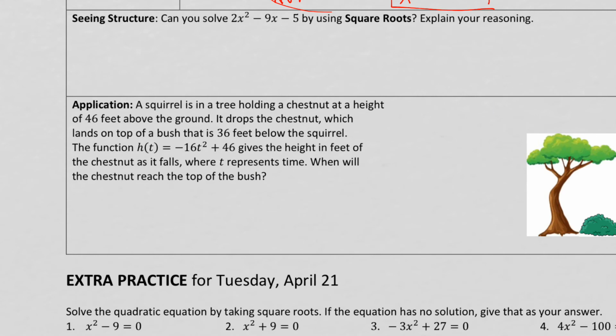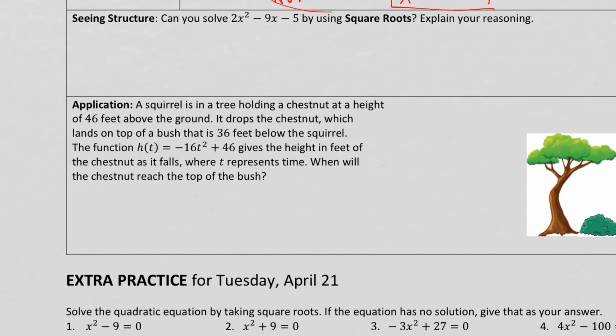Okay, so now to wrap up today's notes, the question next says seeing structure. So can you solve this quadratic by taking square roots? That should be taking square roots. And if you look at it carefully, actually pause the video, think about this for a second, and we'll come back. Okay, hopefully you thought about it for at least a few seconds.